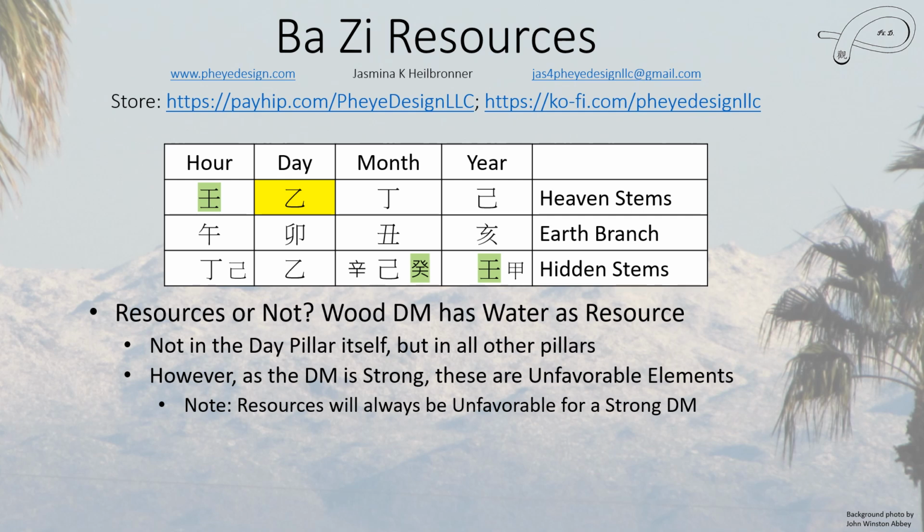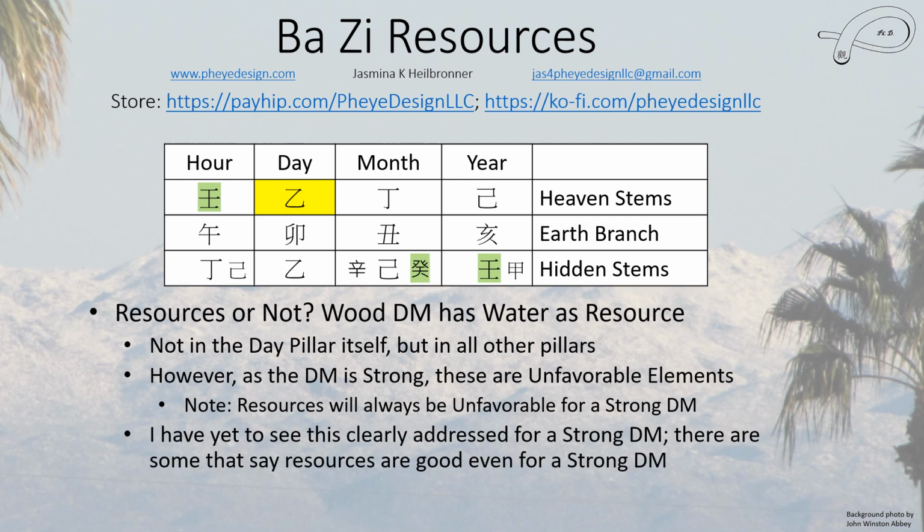So I think that maybe you suspend the rules for the day master about the favorable, unfavorable. It's really not tremendously clear, and again, I have not seen this addressed. When you read this, they tend to talk more about weak day masters in general, because people seem to be a lot more worried about that. So it's really hard to find some of this information.